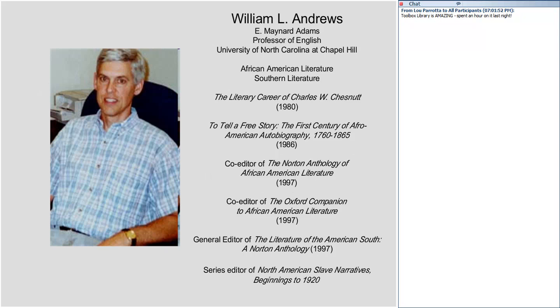To take us through these concerns tonight, we are very pleased to have with us William L. Andrews, who is the E. Maynard Adams Professor of English at the University of North Carolina at Chapel Hill. Bill's main areas of research are African American literature and Southern literature. He has written widely on both, as you see there. We couldn't put all of his publications up on the slide. And so now I'm going to pass the presenter's role to him. Let's see if I can do that.